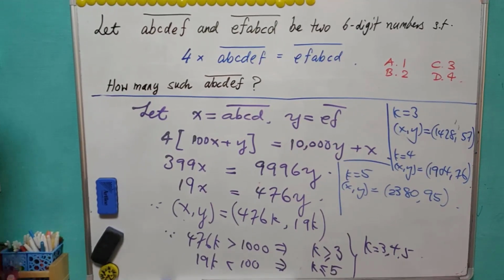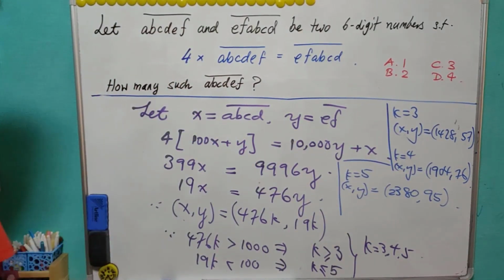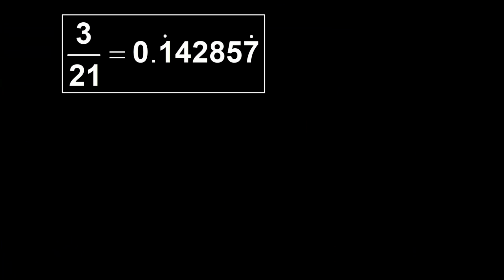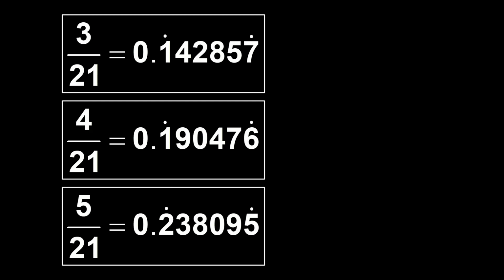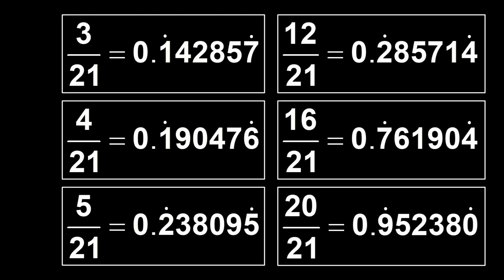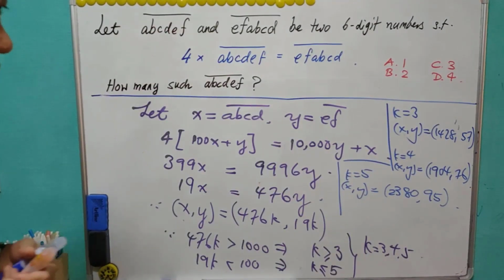As mentioned, we shall look at the relation of all these answers. It's interesting to find out that they are all related to fractions with the denominator 21. That is, 3 over 21 is equal to 0.142857 with a block of these 6 digits repeating. And 4 over 21 is equal to 0.190476 with the block of 6 digits repeating. And finally, 5 over 21 is equal to 0.238095 with the block of 6 digits repeating. And we can find that the fractions 12 over 21, 16 over 21 and 20 over 21 are as such. Therefore, all the answers are related to fractions with the denominator 21.